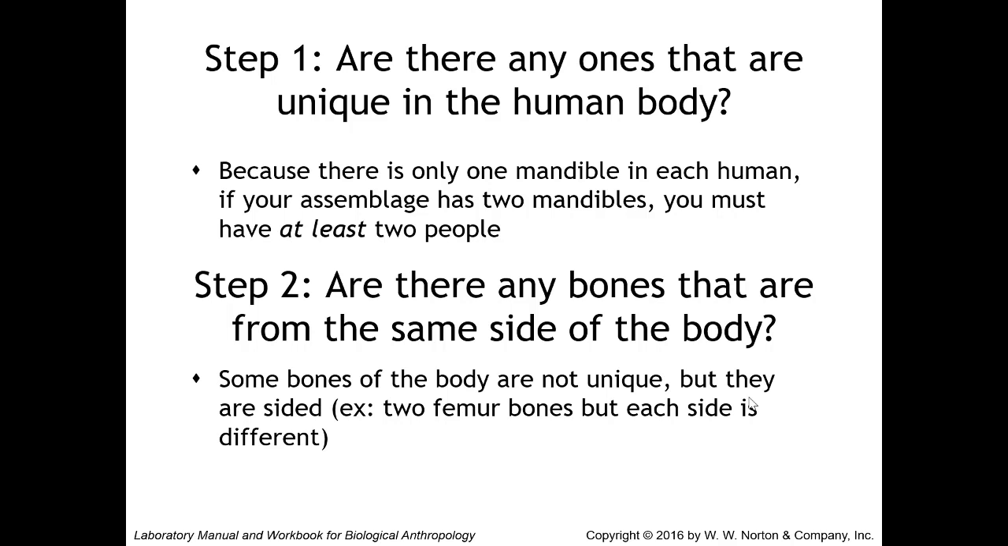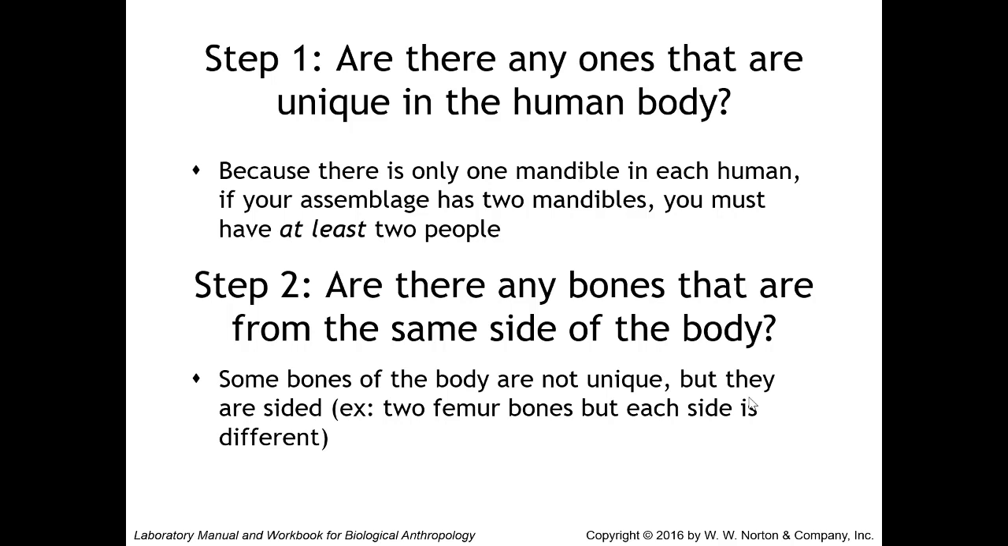Because there's only one mandible in each human, if your assemblage has 2 mandibles, you must have at least 2 people, right? You could have more than 2 people because there could be people in this assemblage whose mandibles were removed or destroyed, but you definitely have at least 2. You have a big box of bones and they ask you what's the minimum number of individuals. You find 2 mandibles, 1 left femur, 1 right femur, let's say 2 right humeruses. You still have a minimum of 2. So there's only 1 mandible in each human. If your assemblage has 2, you have at least 2 people, right?